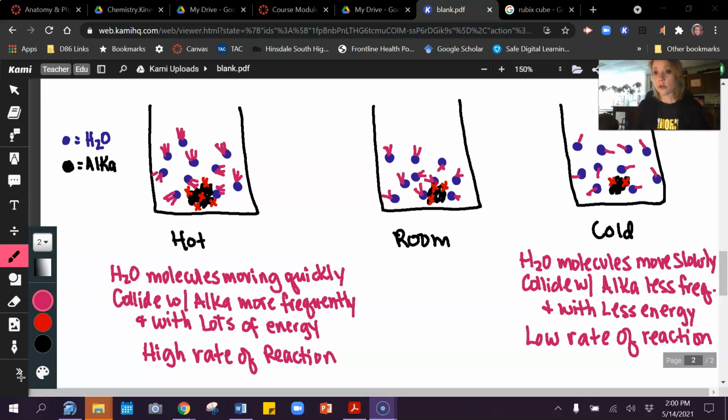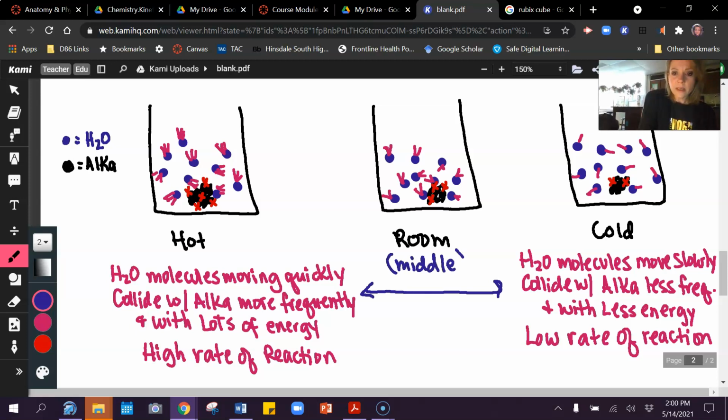If we look over at our cold water, our water molecules are moving slowly. They collide with the Alka-Seltzer less frequently, so we don't have as often a collision. And those collisions happen with less energy because the molecules are moving more slowly. And we have a low rate of reaction. And I didn't really draw anything here in the room temperature because this is just going to be somewhere in the middle.